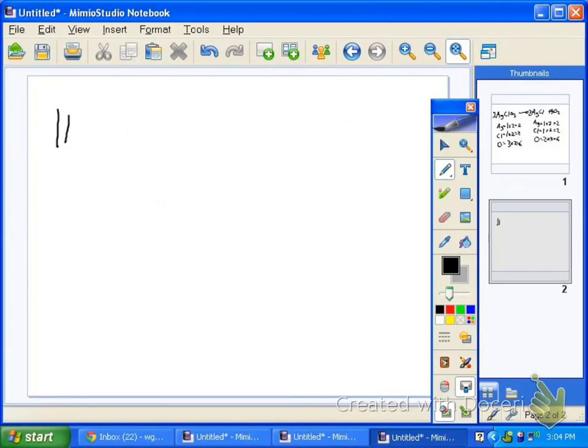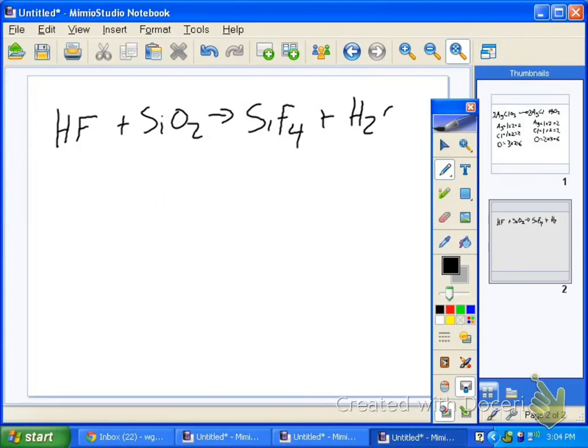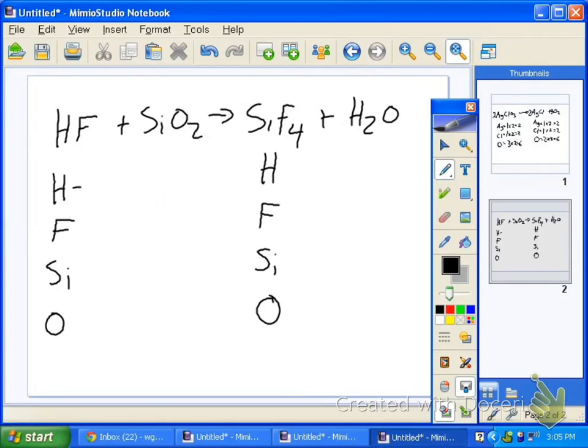So it's HF plus SiO2 gives you sulfur tetrafluoride plus water. And then again, we'll just put each element, H, F, S, I, O. And now I'm going to go in the same order. H, F, S, I, and O. So then go ahead and do your counts.